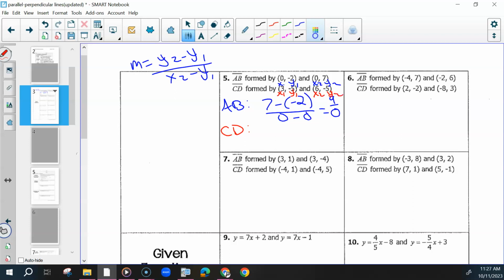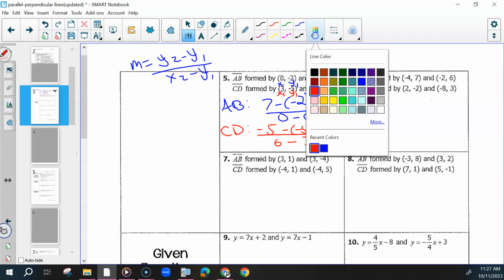Alright, let's do the same thing for CD. Negative 5 minus negative 5 over 6 minus 3. What would that subtract to be? 0 over 3. So looking at these right now, what would we say? Parallel, perpendicular, or neither?